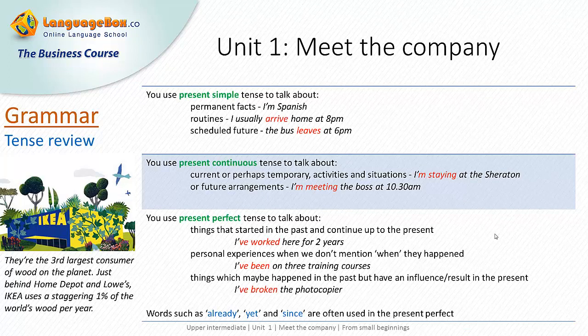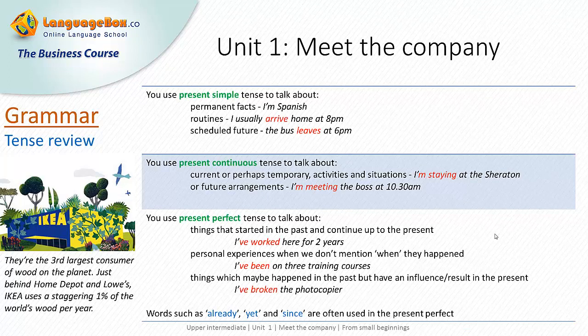Another one of our present tenses is the present perfect tense. A very useful tense, a very interesting tense, and again, various different functions. The function that probably most people know most about is the function to talk about things which have started in the past and continue up to the present. As our example here, I've worked here for 2 years. I came here 2 years ago, and I'm still here now. So with the present perfect tense, we use this function to link the past and the present together.